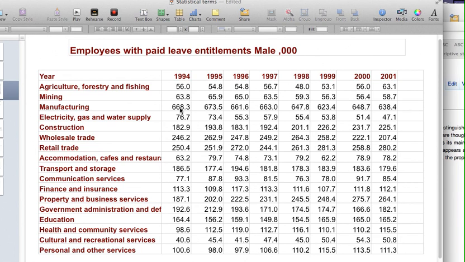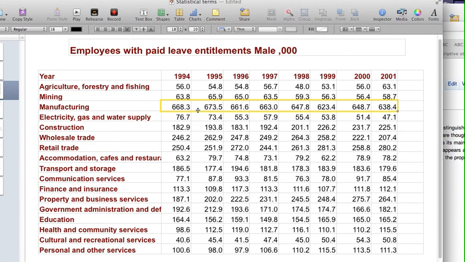It may be that, although there's 668,000, so just over 500,000 people in manufacturing in 1994 had paid leave entitlements, and that has gone down by 2001. Did it go down relative to the population of people in manufacturing? So if you see this shift in numbers going down here, which actually goes up in 95, and then quite a big jolt down in 96. What's that? You know, what did that come from?